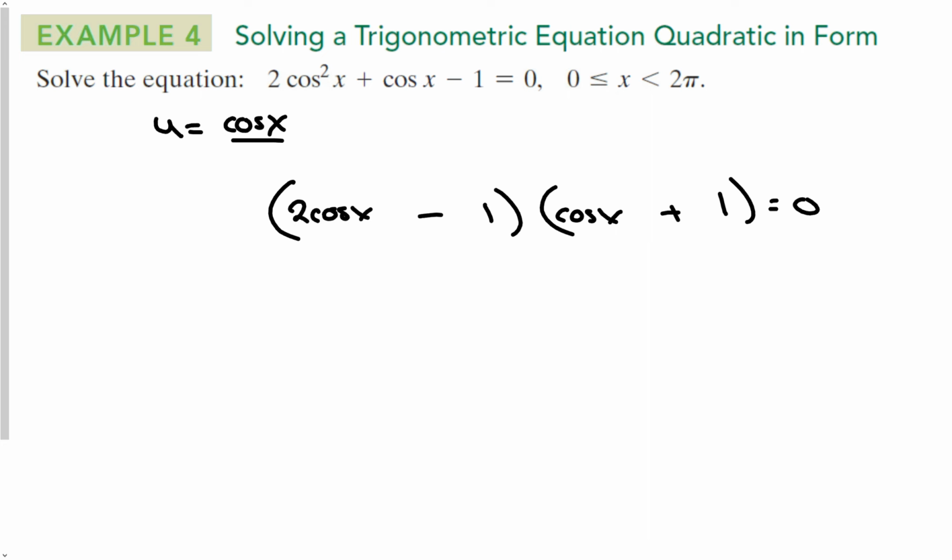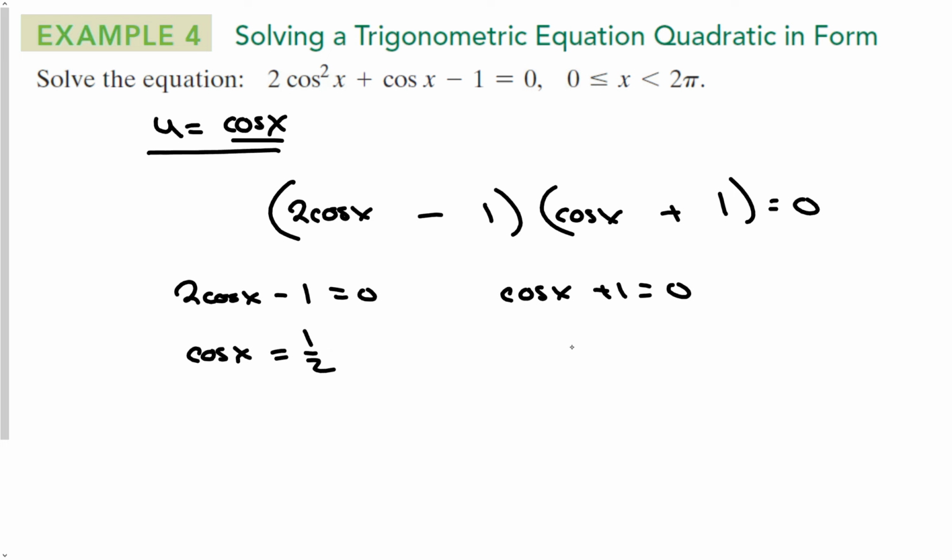Okay. From the zero product property, we can set each of these two terms, and if you use the technique where you factored it with u, you just replace u with cosine to get to this point right here. We're going to use the zero product property to say either one of these two could be equal to 0. So 2 cosine x minus 1 is 0, or cosine x plus 1 is 0. So here, the cosine, add 1 to both sides, divide by 2, is 1/2. And here, the cosine is negative 1.